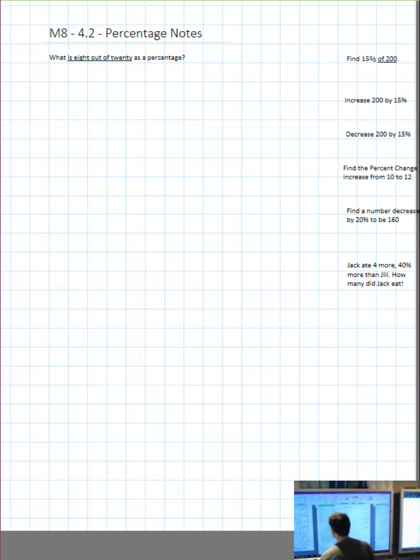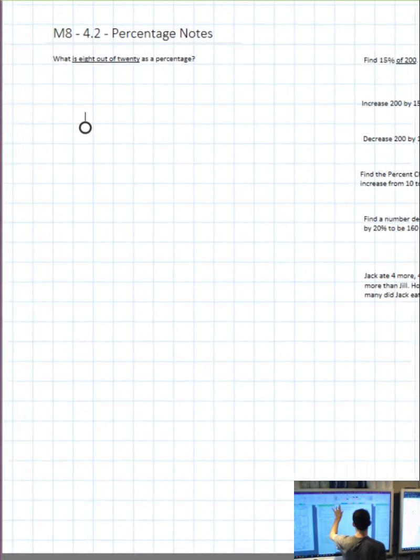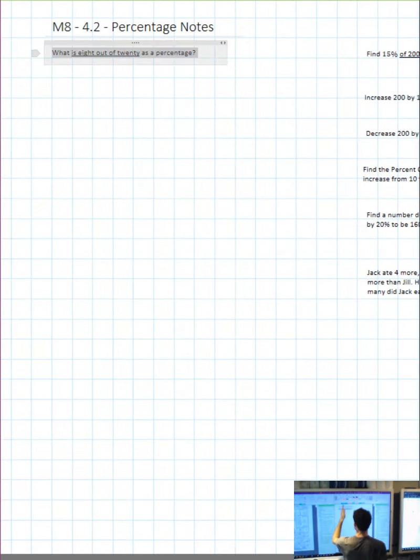Okay, so let's take a look at some more percentages. There's going to be a bunch of different ways to do these. I'm going to be starting on the question on the left, and all the questions on the right I'm just going to be bringing in slowly. So just this highlighted one, what is 8 out of 20 as a percentage?